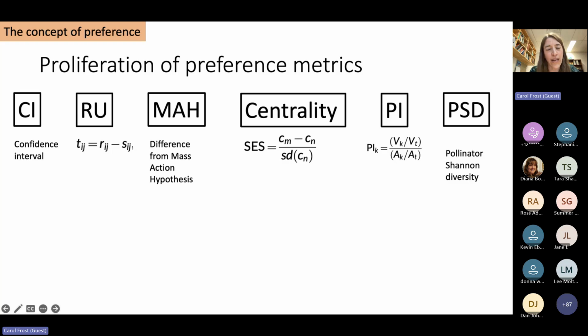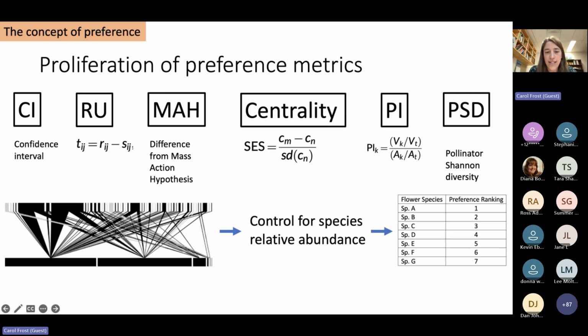Now, all of these, I'm not going to go into how these are calculated or what exactly they represent, but all of these you can calculate from a data set of observed interactions between pollinators and flowers, and all of these in some way control for flower relative abundance and come out with a ranking of your list of flower species from most preferred to least preferred. So this is how you use it. You take this network of pollinator-plant interactions. All of these metrics have their own way of controlling for species relative abundance, and you generate a list where you've got flower species A, B, C, D, etc., and their preference ranking.